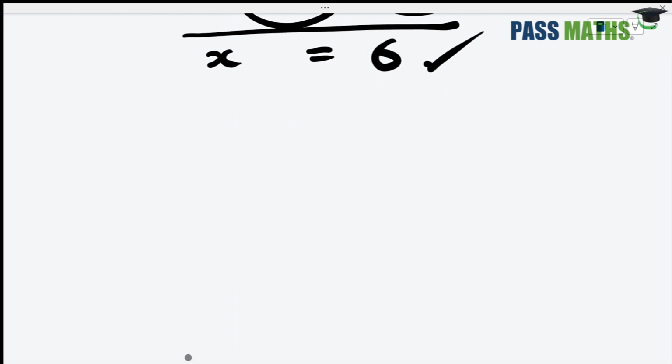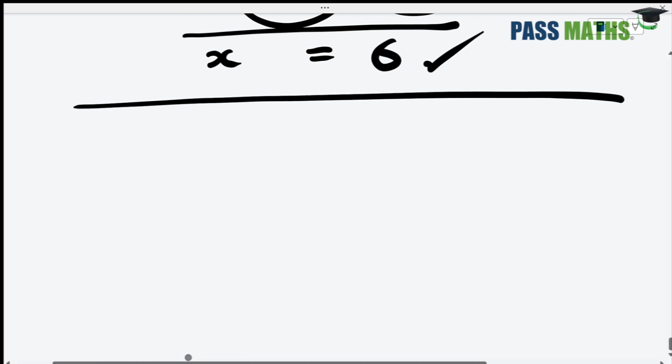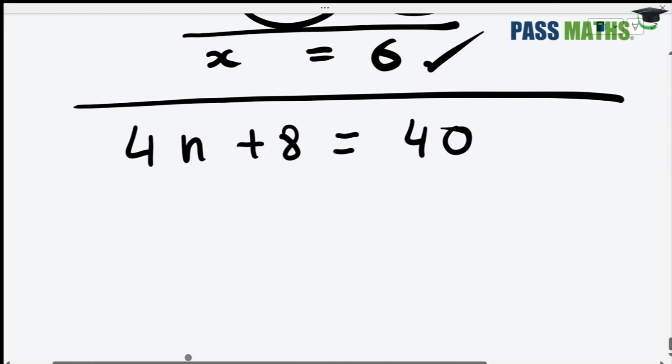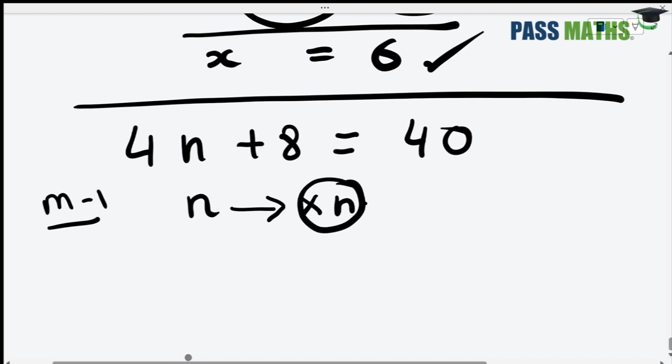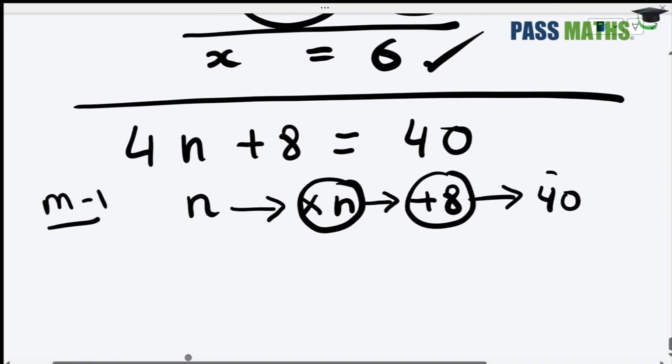Let's move to the next step. Let's say now, if the question is 4n plus 8 equals 40. So what we can do? Method 1, we can start with our n, which is a variable, which is unknown. And then 4n means times by n. Let's circle it. Then plus 8 next comes. Then equals 40. Let's circle them a little bit.